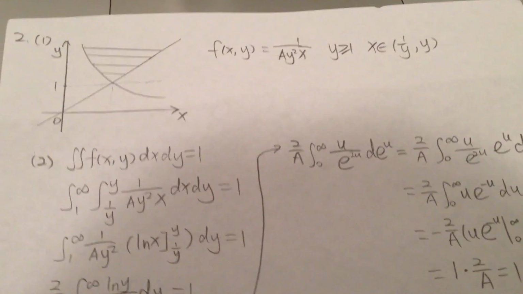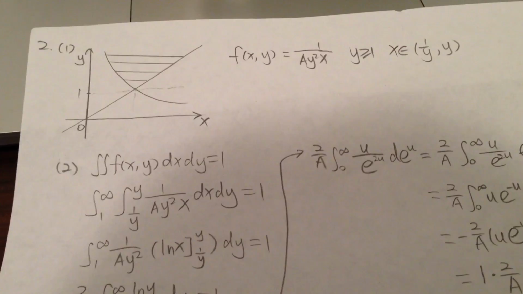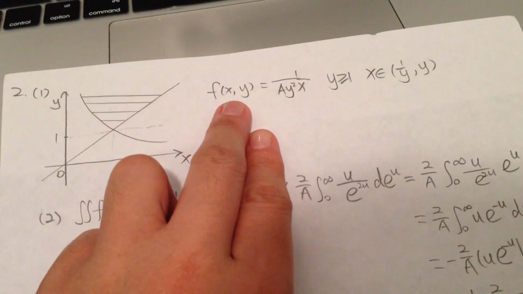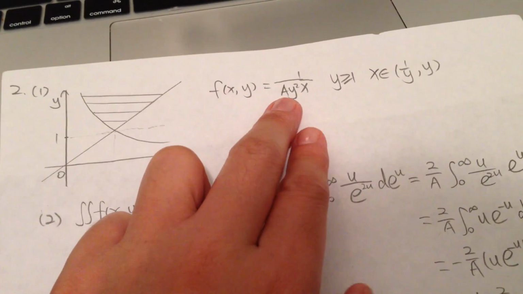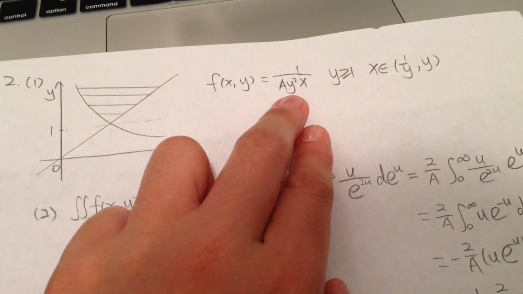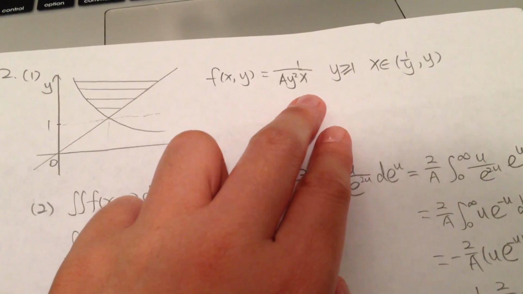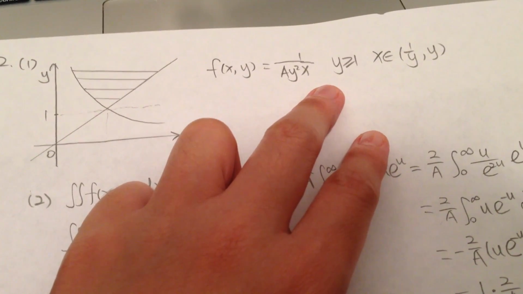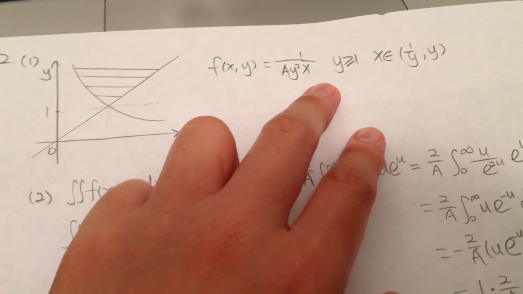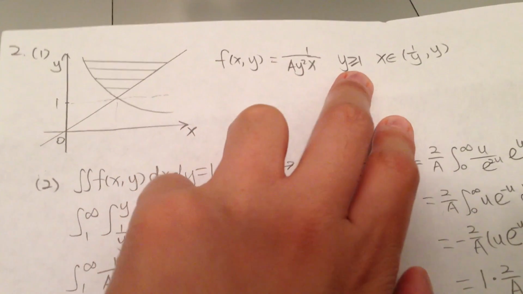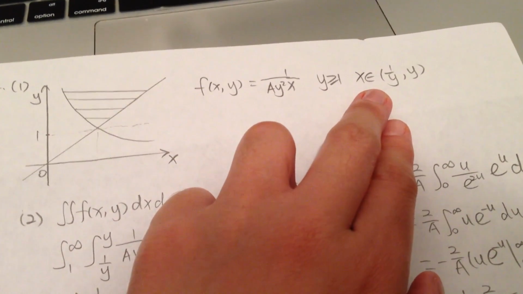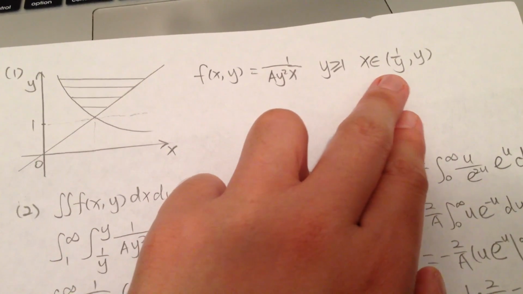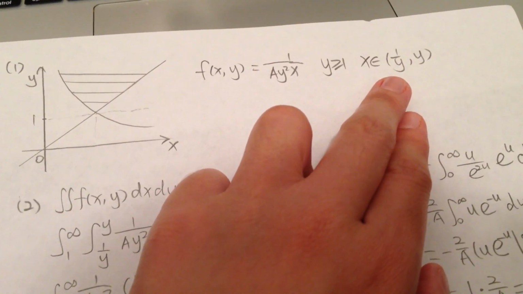In this video, I will solve question 2 of homework 5. We have been given that f(x,y) equals 1 divided by a times y squared times x. And we also know the range of x, y respectively: y is greater than 1 and x is ranging from 1 over y to y.